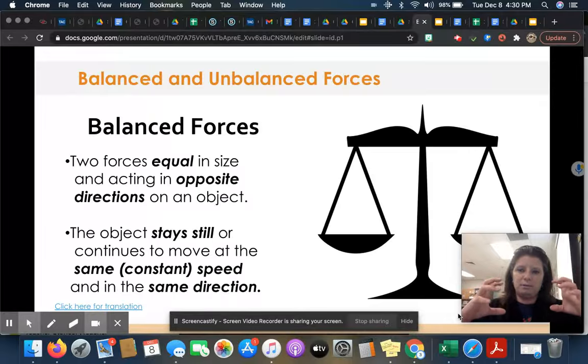You have to be able to look at a picture and be able to determine, is it moving at the same speed or is it not moving at all? And if it's neither of those two things, then it is not balanced.